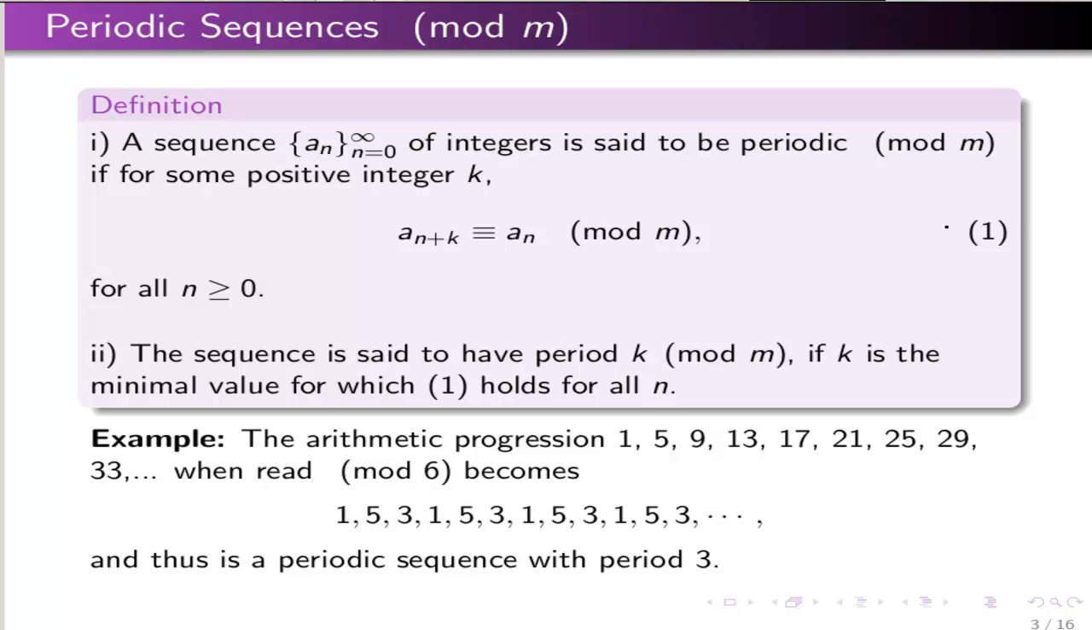So for example, if I'm looking at the arithmetic progression 1, 5, 9, 13, 17, 21, 29, and we look at this mod 6. So mod 6, 9 becomes 3, 13 becomes 1, 17 becomes 5, and so on. We see that the sequence keeps repeating 1, 5, 3, 1, 5, 3, 1, 5, 3, and so we have a repeating cycle of length 3, so we call it a periodic sequence with period 3.